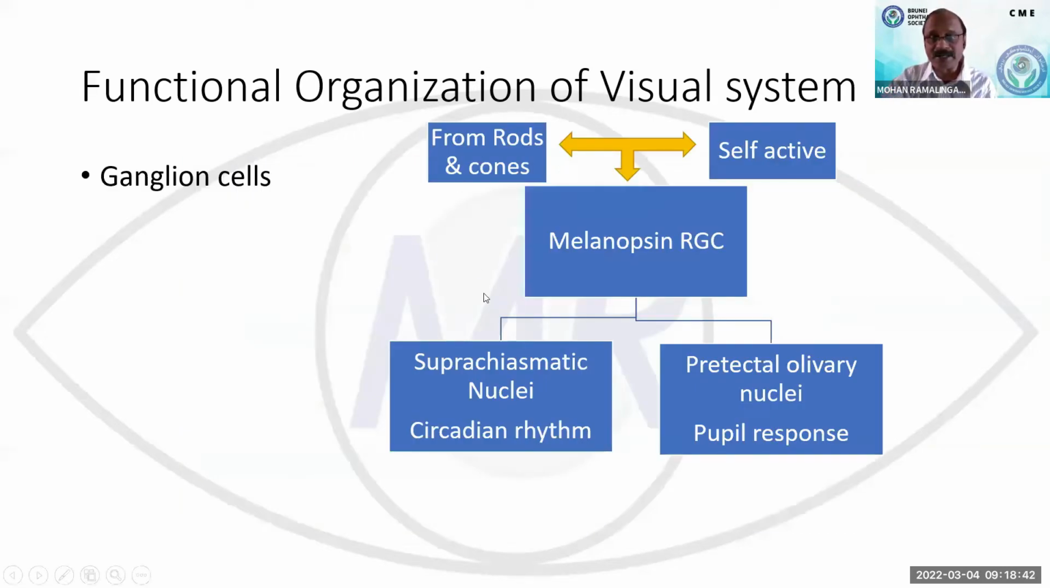Now, this is very, very important. There is something called melanopsin containing retinal ganglion cells. They receive input from rods and cones, but they are self-active, meaning if I throw light on the retina, these melanopsin containing retinal ganglion cells can get activated themselves, independent of rods and cones, and they are responsible for the pupillary light reflex, which is transferred to the pretectal olivary nucleus. And this melanopsin RGC is also responsible for the circadian rhythm, and it goes to the suprachiasmatic nuclei of the hypothalamus. This is very important because in some retinal conditions, say, if you have destruction of the outer layers of the retina, the pupillary reflex can still be there. That is because of the melanopsin containing retinal ganglion cells.